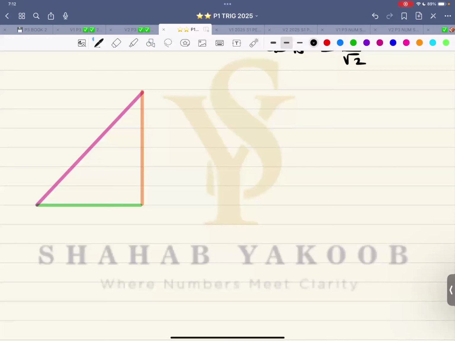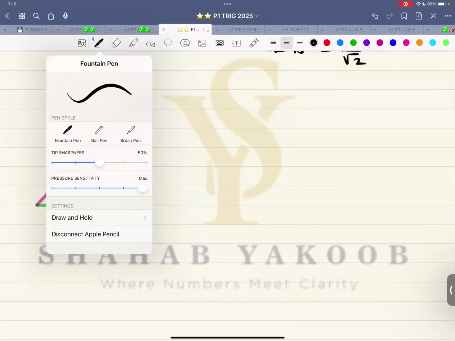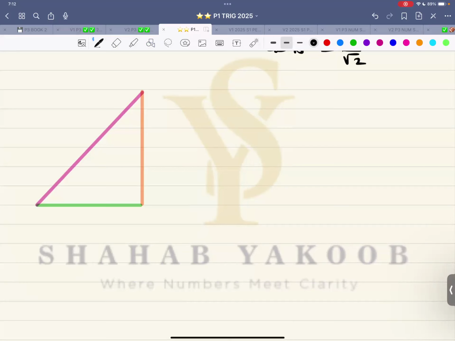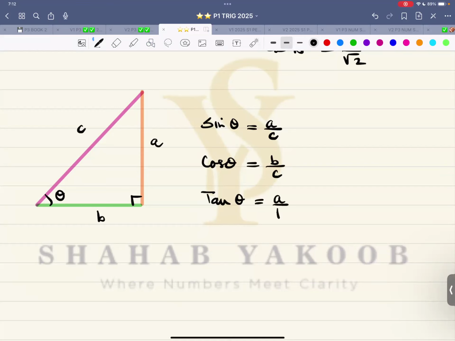Okay. So now if I label this angle as theta, and this is a right angle triangle, this is A, this is B, this is C, symbolically I'm talking about. Sine of theta is A over C. Cosine of theta is B over C. Tangent of theta is A over B.